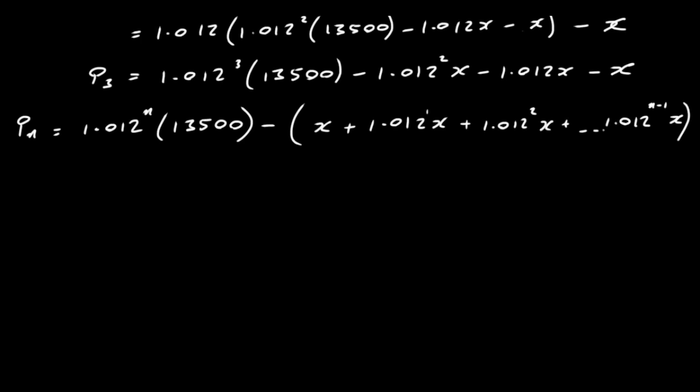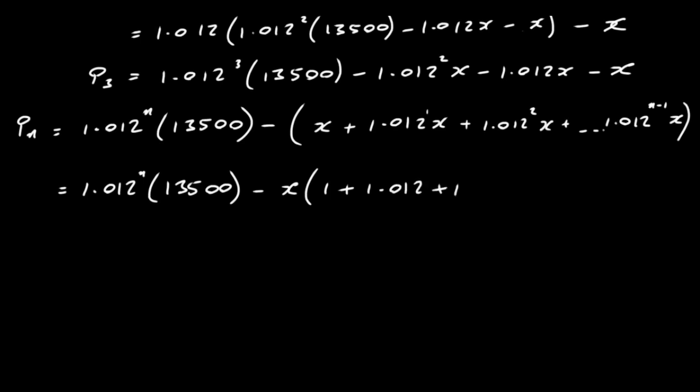Okay, so this is what I'm going to try and simplify then. So we've got 1.012 to the power of n times 13,500 minus, I'm going to factorize out this x, which will give me 1 plus 1.012 plus 1.012 squared plus all the way up to 1.012 to the power of n minus 1.